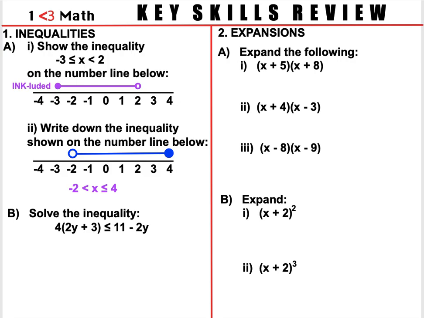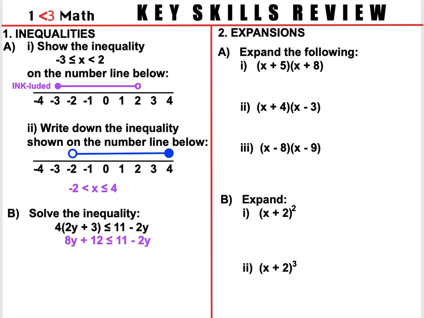So that's a little revision of showing inequalities on number lines. For part B we need to solve the inequality 4 bracket 2y plus 3 close bracket is less than or equal to 11 minus 2y. We'll solve this inequality just like an equation, but we'll keep the inequality sign in as we progress through this solution. The first thing I'm going to do is multiply out the brackets. So the expansion of that first bracket is 8y plus 12, and that is less than or equal to 11 minus 2y.